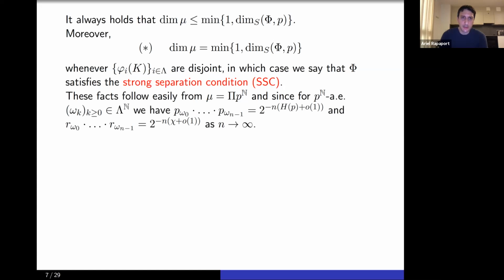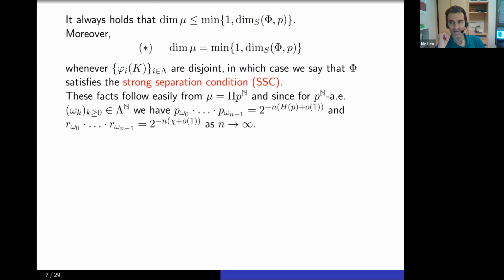And a couple of words on the proof of these facts. In this case, does the dimension depend on the probabilities? It does, because the similarity dimension depends on the probability. Under the separation condition, the dimension will be equal to this value, because if the strong separation condition holds, then this value will be strictly less than 1. So the Hausdorff dimension of the support can be large.